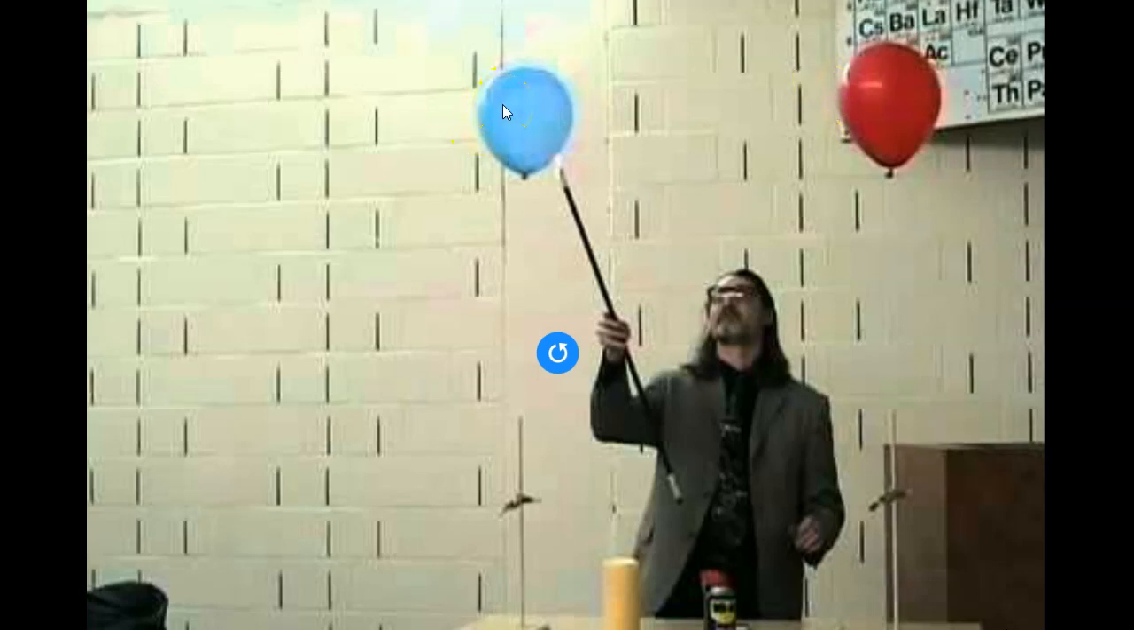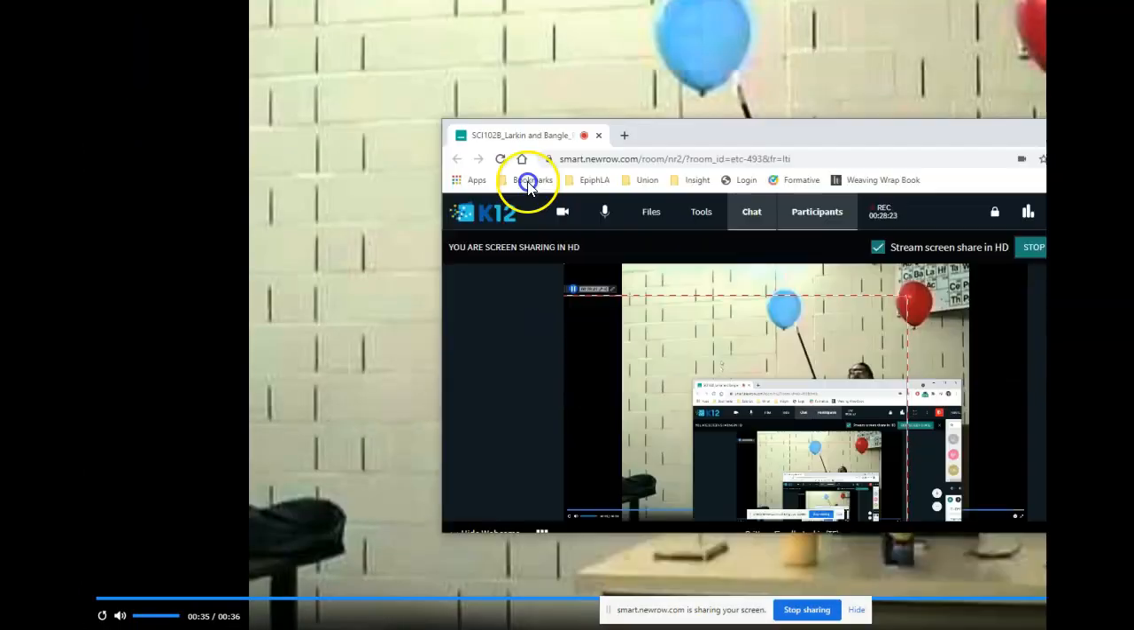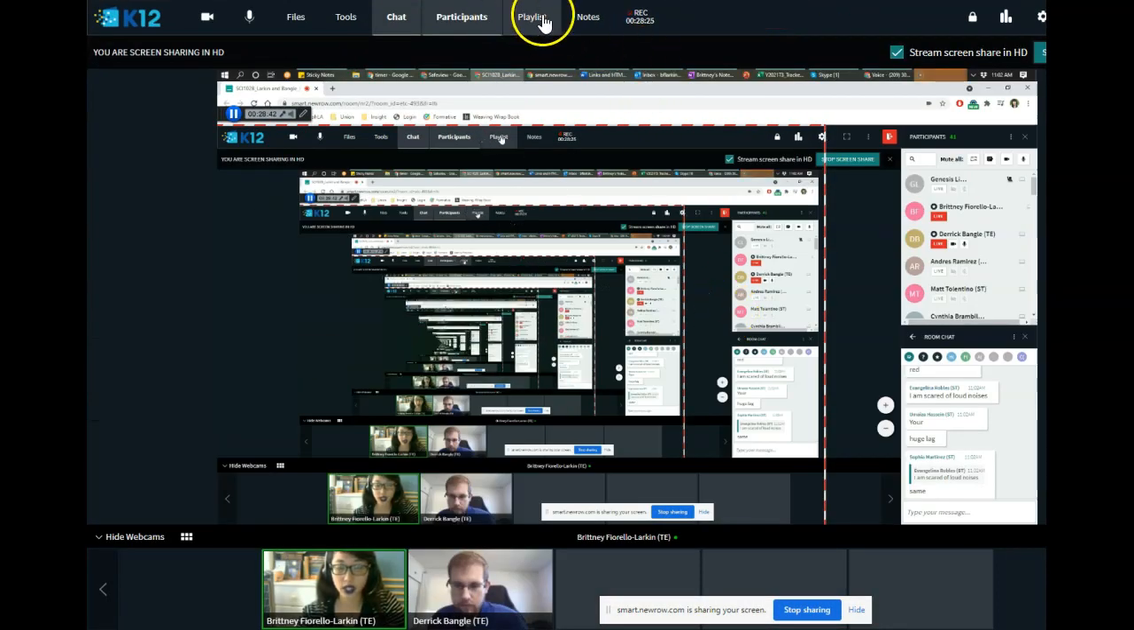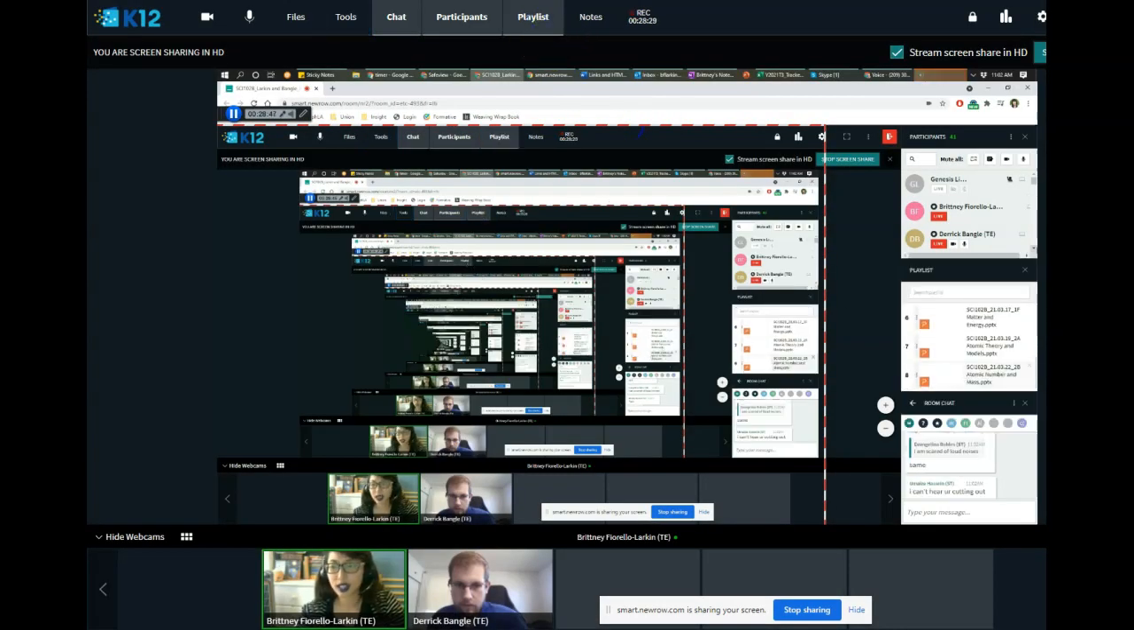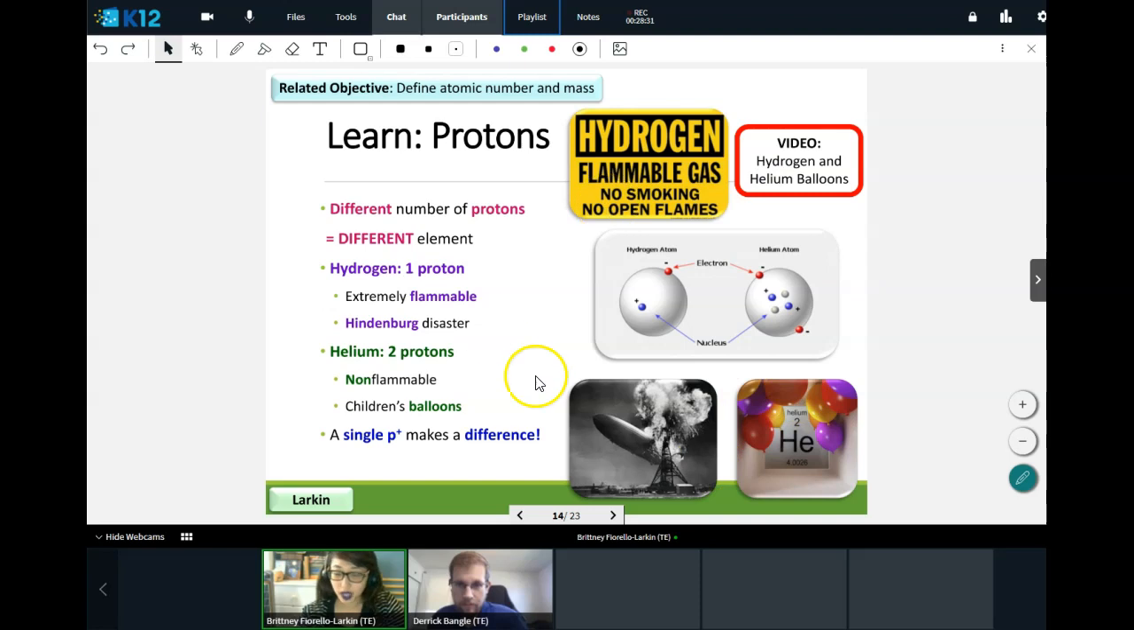Okay, so here's the deal. His blue one was filled with helium, our 2-proton atom, whereas the red one was filled with hydrogen, our 1-proton atom. And so just a single difference in a proton made a really big difference. Let me jump back over to our slides, and we can take a look at what I mean by that, because there is a really good but kind of terrible real-life example here, okay?